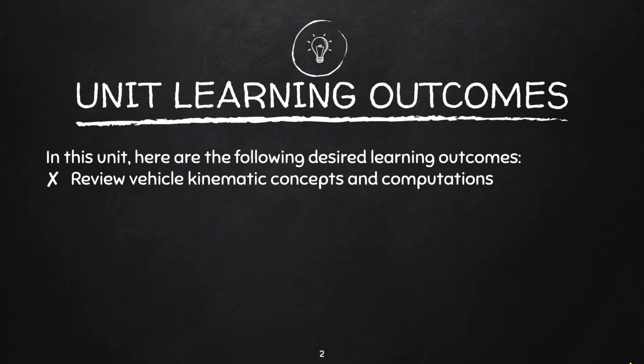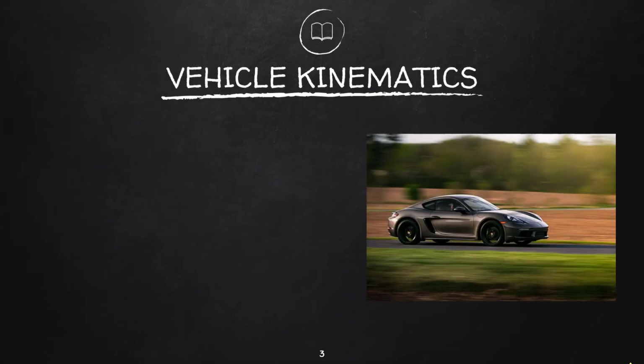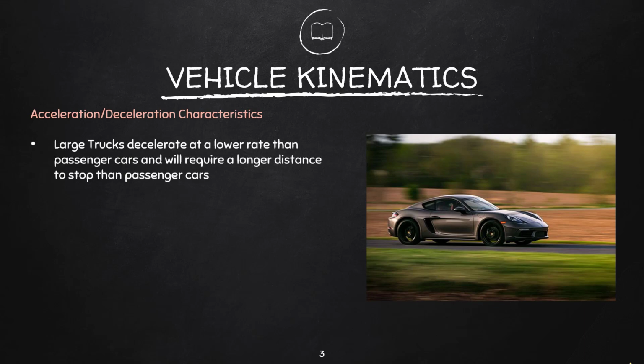We will be reviewing kinematic concepts and computations. For acceleration and deceleration characteristics of vehicles, large trucks decelerate at a lower rate than passenger cars and will require a longer distance to stop than passenger cars. Let's focus on the first part of the sentence: large trucks decelerate at a lower rate than passenger cars. If you have a large truck, meaning it has a large mass, it will naturally decelerate at a lower rate than passenger cars.